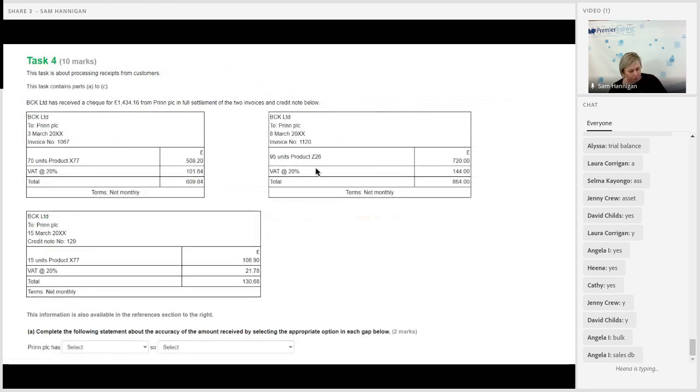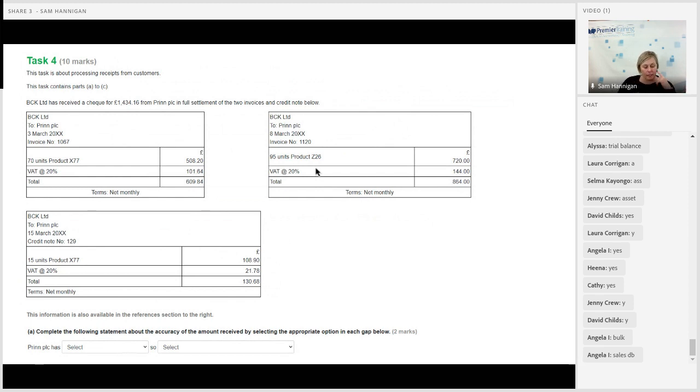Task 4 then. So what's this task asking? It's basically saying that we've received a check, so it's your cash book and relates to invoices and a credit note. And then it says complete the following statement about the accuracy of the amount received, and you've got to decide whether they've overpaid, underpaid, or whatever. Let me just make sure I'm on the same task. This one's 10 marks.